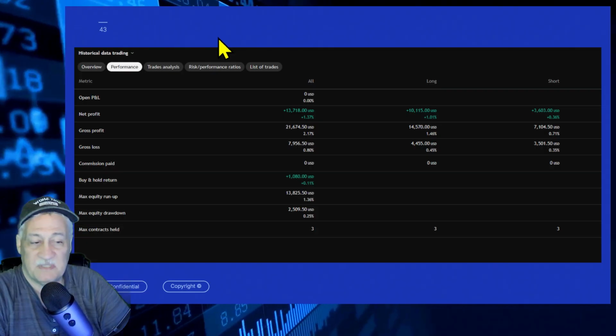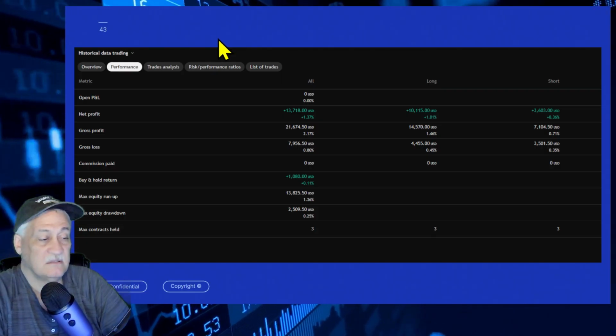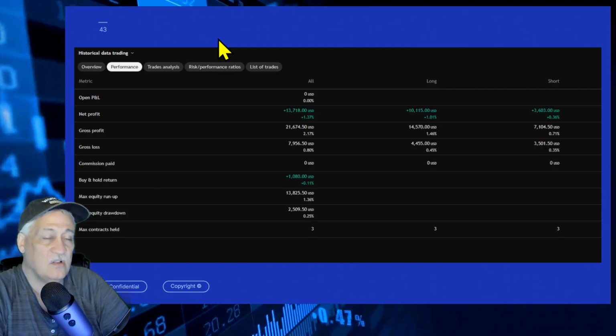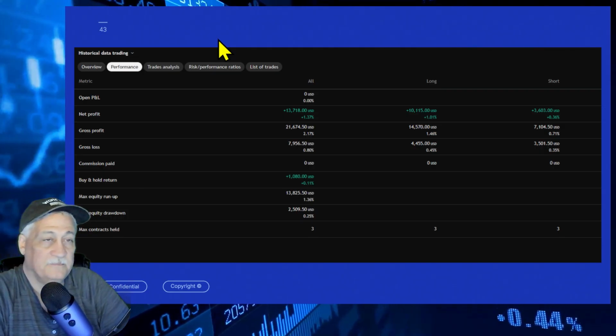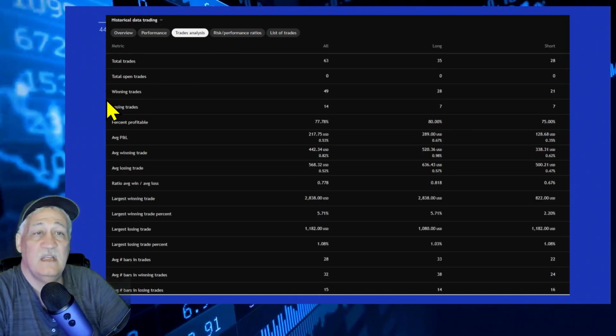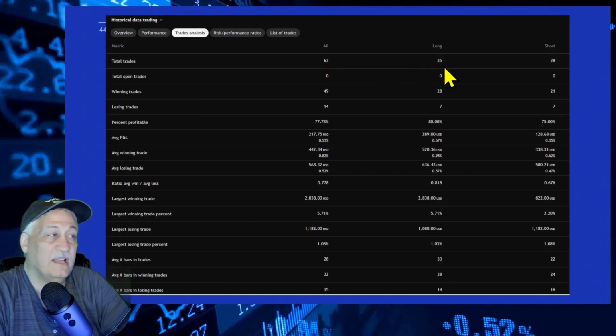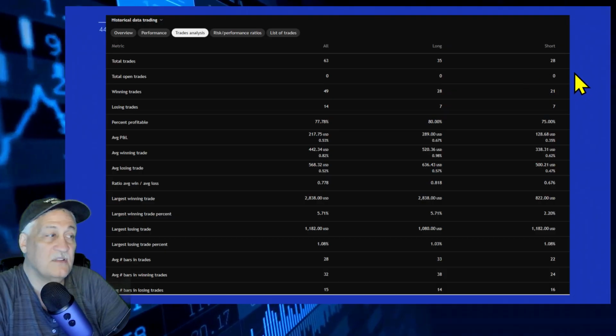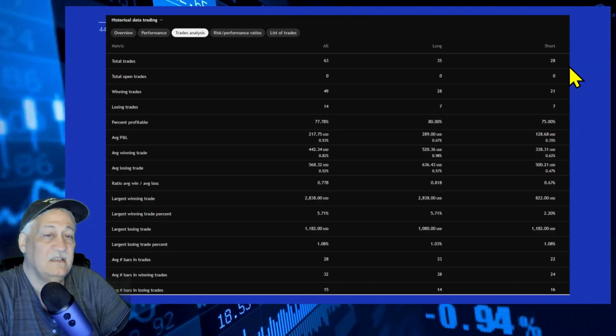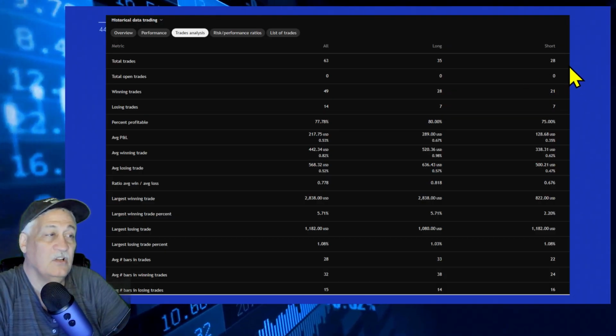I do that purposely. Now you could double this and go 6 and close out 4. Okay. And you'll see that in the end. Here's total trades, 63 trades in all. Again, we took more longs than shorts, 35 over 28. Okay. Losing trades.